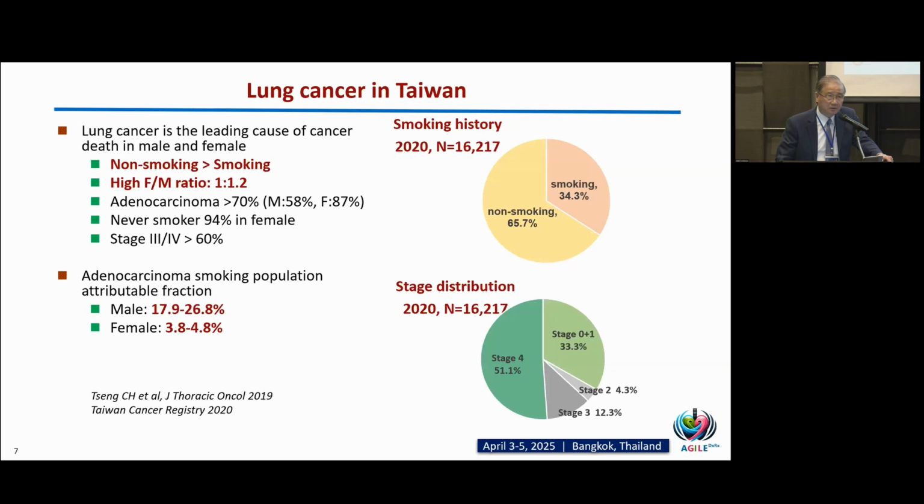This is the picture of lung cancer in Taiwan. Two-thirds of lung cancer patients in Taiwan did not have a smoking history. Only one-third of them had a smoking history. There is a very high female to male ratio and very high adenocarcinoma, especially in women, 94% of whom did not have a smoking history. Half of them are diagnosed in stage 4 disease. And the smoking contribution is very low, both in men and in women.